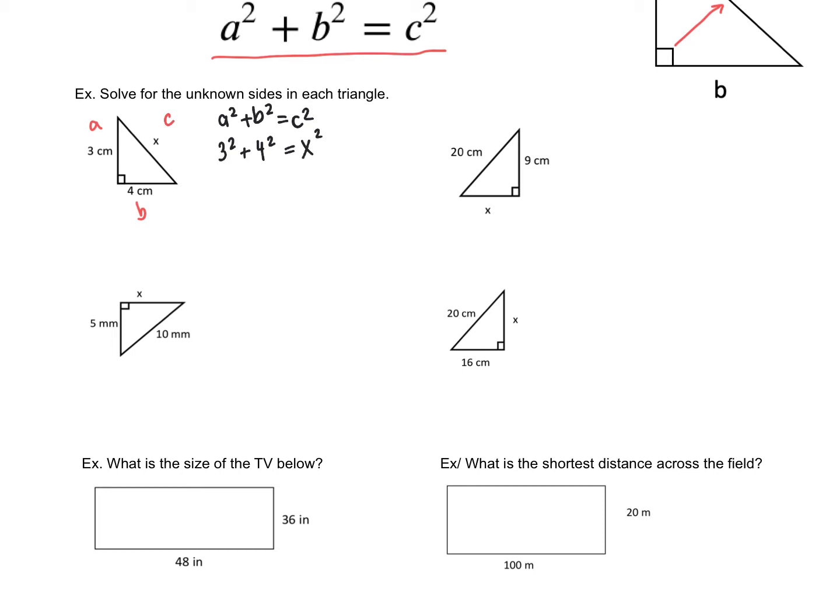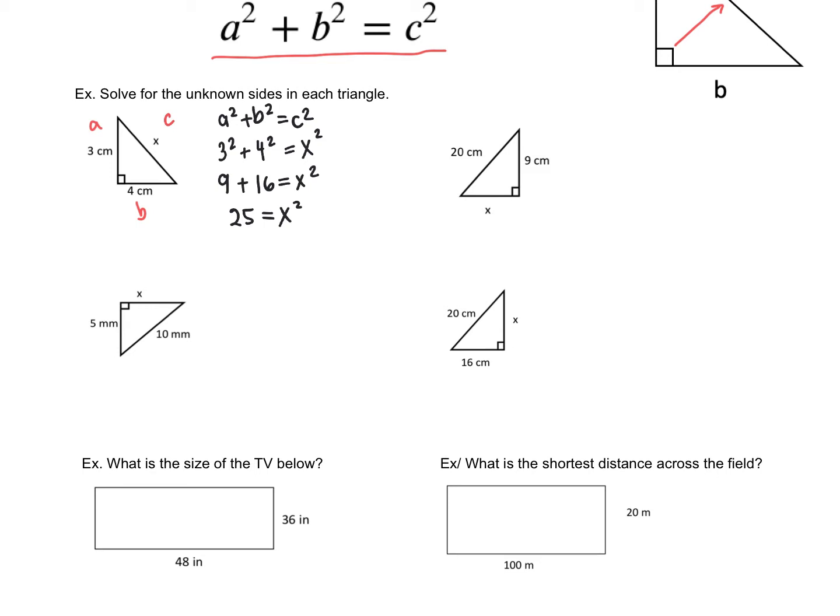And now it's just time to clean up. We always do exponents first. So 3 squared just means 3 times 3, which is 9. 4 squared means 4 times 4, which is 16. And then we can add up our side lengths to get 25. And then we're almost there. We've almost solved for x, but there's still that exponent of 2.